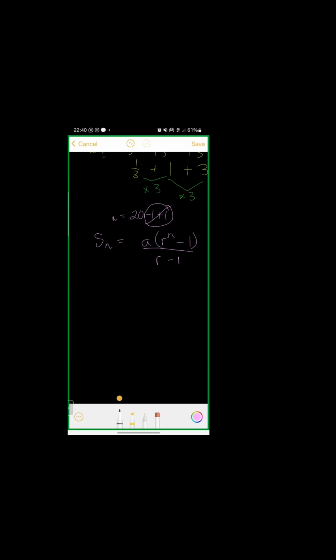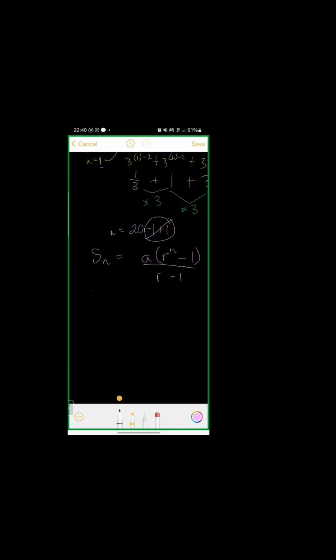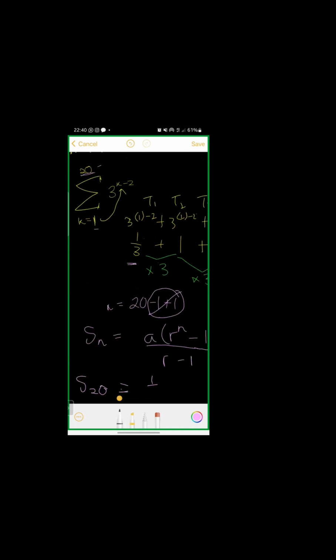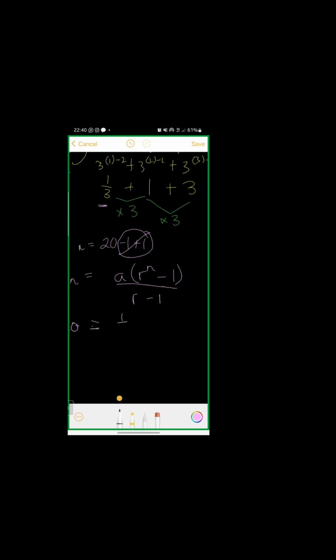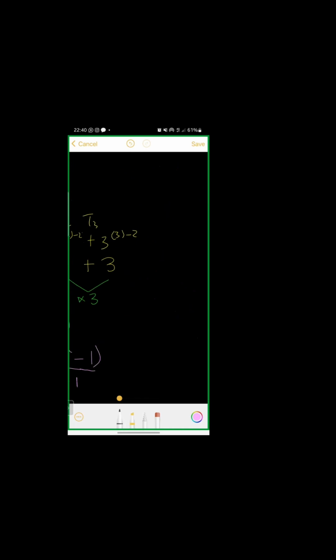Our first term is 1/3, so our a is 1/3. So let us replace. The sum of the first 20 terms is equal to our a, which is a third, as we've calculated here, 1/3 into r. Our r we haven't yet calculated, so let's just do it on the side here. I believe we need to do it before we get to here.